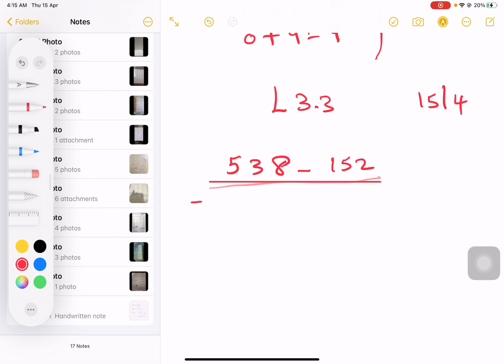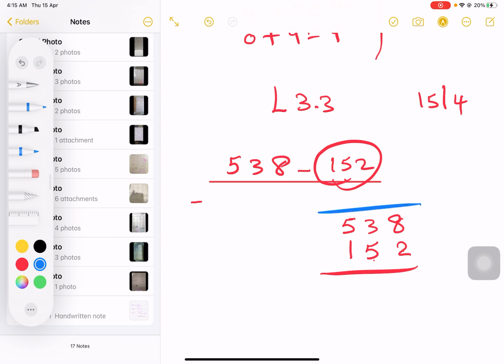If I subtract like that, it's horizontal. I will put the numbers under each other, vertical. I will start with the first number, 538. I will align this number under it, take care of the digits. Look how I put the ones under the ones, the tens under the tens, the hundreds under the hundreds. This is the ones here, this is tens, and this is hundreds. Of course, I will start from the ones.